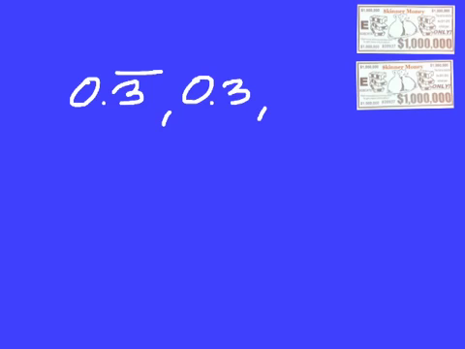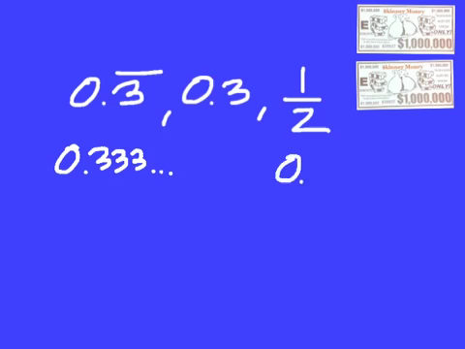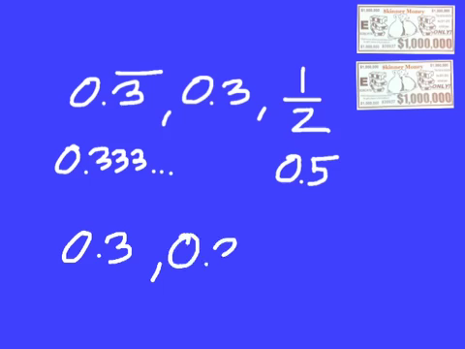Practice problem number 1. Solution for the practice problem. This is 0.333 and so on. And then this is 0.5. Okay, so the least one on this would be 0.3. And then the next one up would be 0.3 repeating, and then 1/2 or 0.5, whichever you wrote.